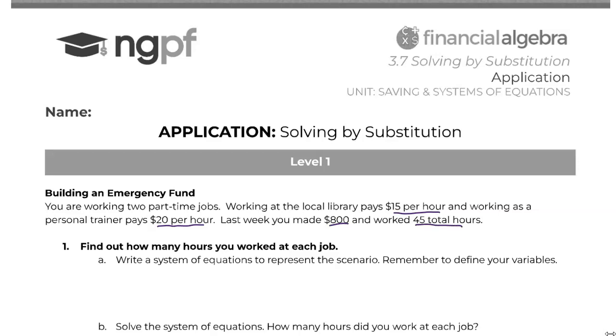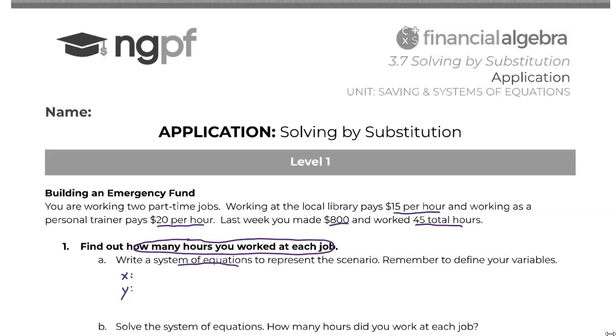Question 1, find out how many hours you worked at each job. One way to find this is to write a system of equations that represents the scenario. And remember to explain what your variables are. So I'm going to use the letter X and the letter Y. First, I'm going to define what those letters represent in the problem. The question says, how many hours were worked at each job? Those are my unknowns. That's what I'm trying to figure out.